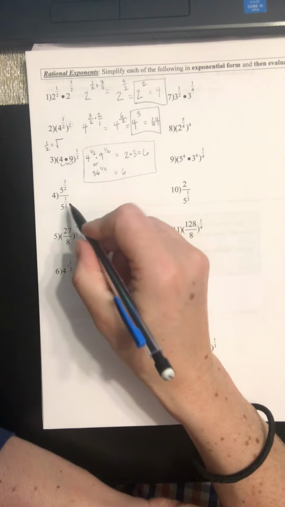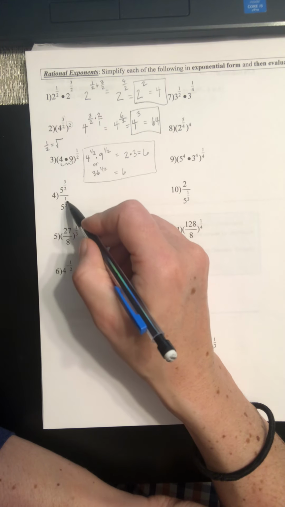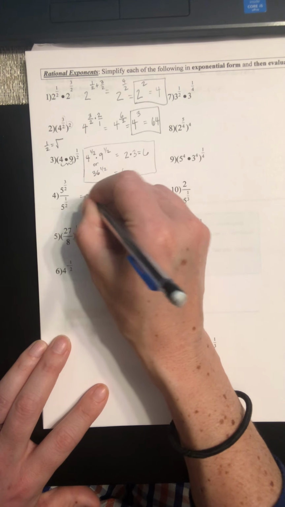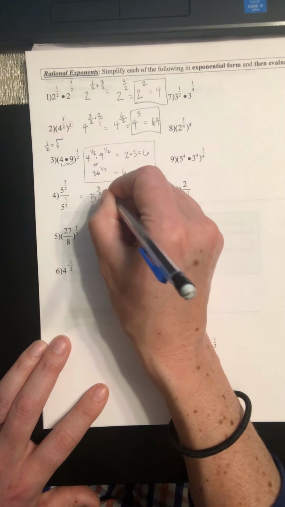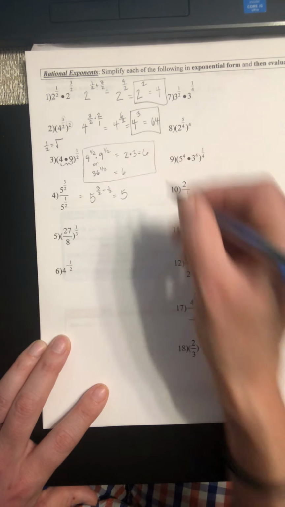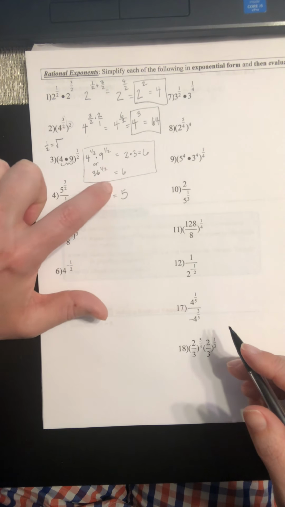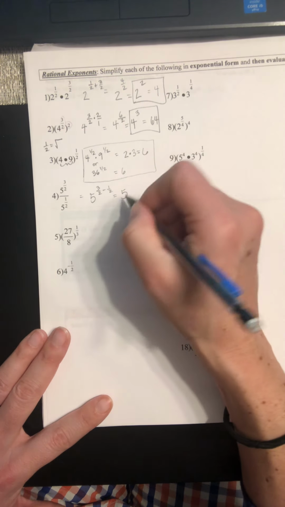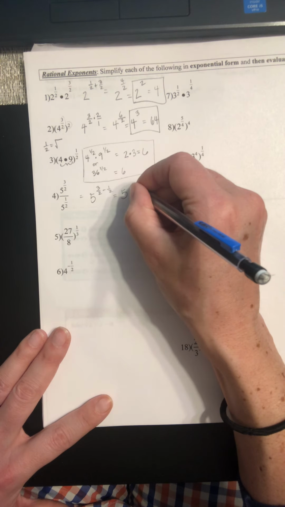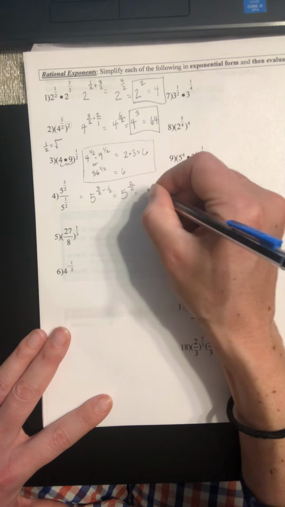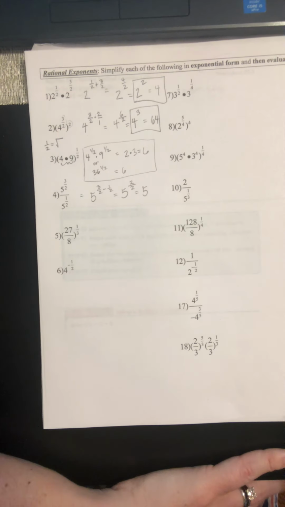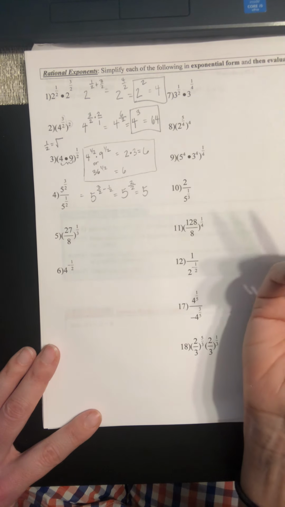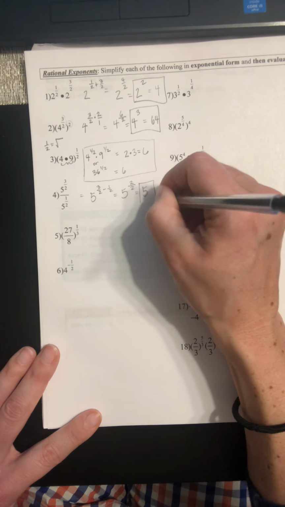The next one, I have 5 to the 3/2 and 5 to the 1/2. So the bases are the same, so I'm going to subtract the exponents. So it's 5 to the, well, I subtract just the numerators, right? When I'm adding and subtracting, it's just the numerators that change, okay? And again, the bases are always the same. So 3 minus 1 is 2 over 2. So this is 5 to the 1st, and then there's nothing to evaluate because it's just 5. So that's my only answer there, 5.